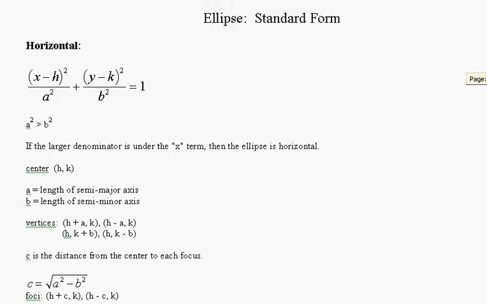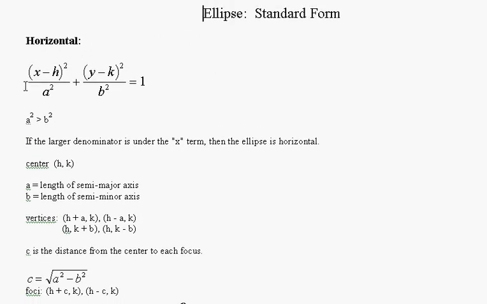What does an ellipse look like in standard form? Well, here's what the equation looks like. X minus h quantity squared over a squared plus y minus k quantity squared over b squared equals 1. It must always equal 1. If it's not 1, you've got to make it equal 1.